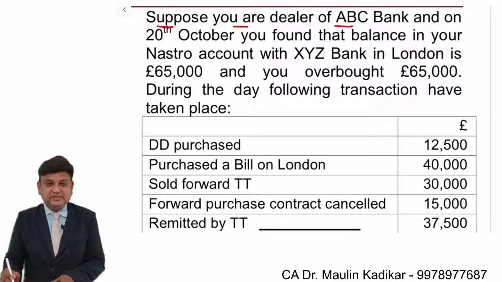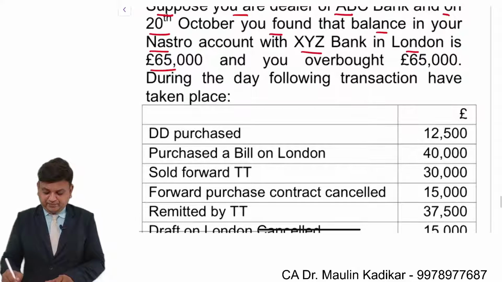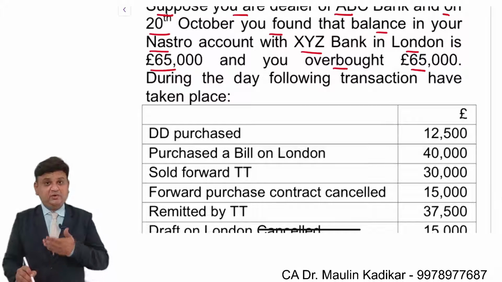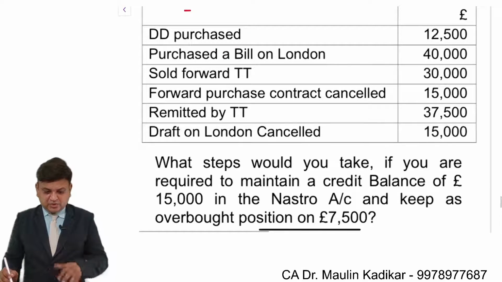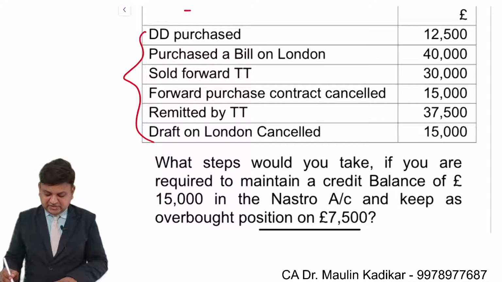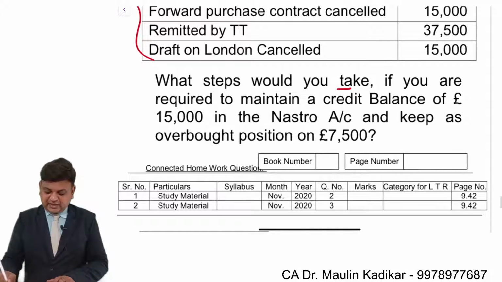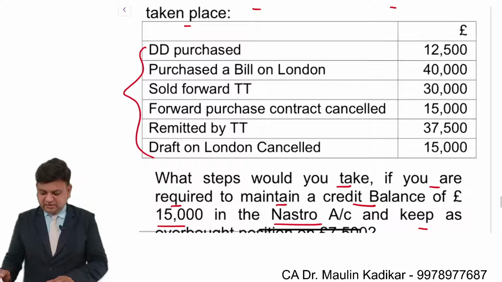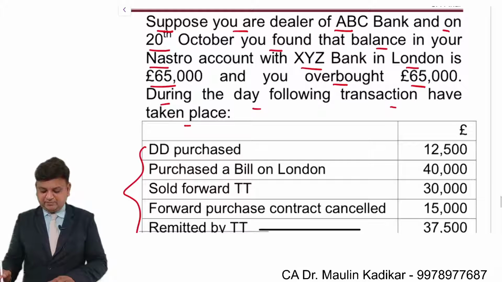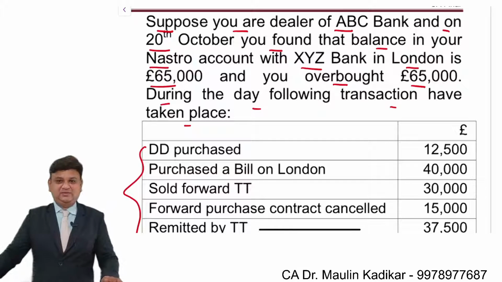Suppose you are dealer of ABC Bank and on 20th of October you found the balance in your Nostro account with XYZ Bank in London is 65,000 pound and you overbought 65,000 pound once again. During the day the following transactions have taken place. So again we have been provided with a few transactions. What steps would you take if you are required to maintain a credit balance of 15,000 pound in the Nostro account and keep overbought position of 7,500 UK pound? That is a question. Try to complete the answer on your own.